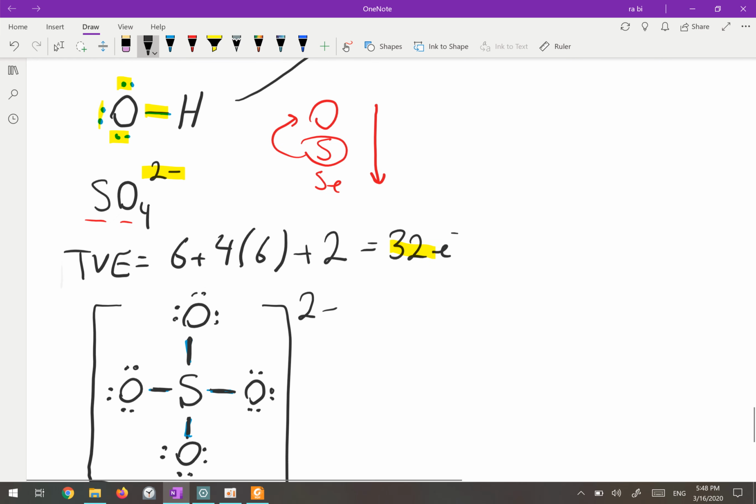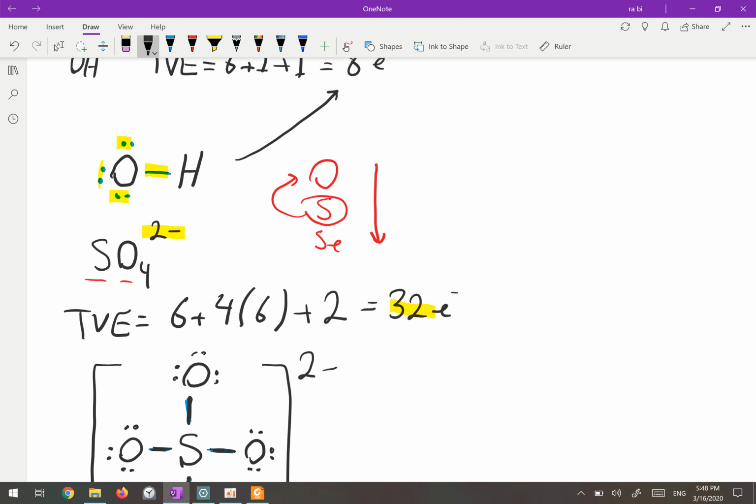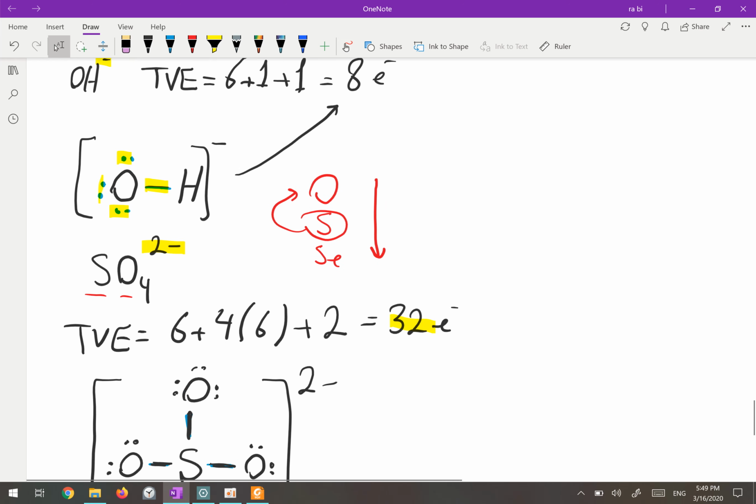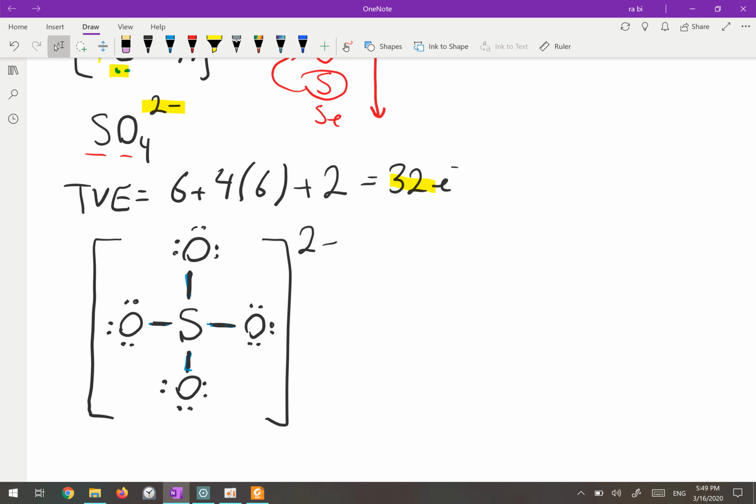We have to do the same thing for OH. We have to put it in the bracket and put the negative sign here. So these are the correct Lewis structures for the hydroxide ion and for the sulfate ion.